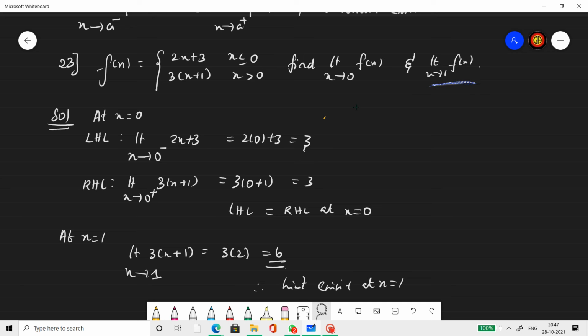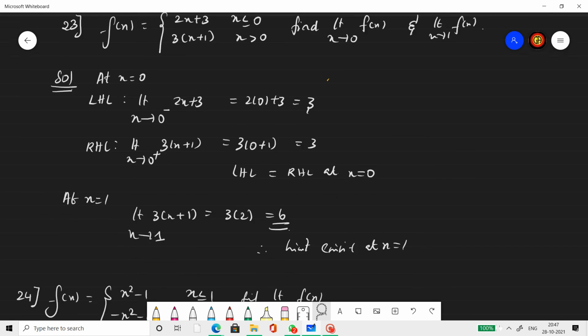Now let's do it for 1. As I said in the beginning, 1 is not the critical point here. 1 is not a critical point, therefore no need for LHL-RHL. So 1 is a number that falls above 0. Hence, when I do it for 1, I consider the function as 3 times x plus 1 only.